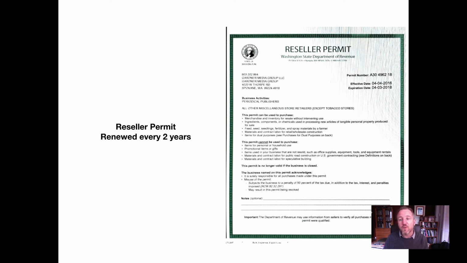This is a little bit blurry, but this is the reseller permit. Those are effective for a 2-year period, so I'll be renewing mine in the next couple of weeks, as a matter of fact. I like to point out that the reseller permit tells you that you cannot use it to purchase items for personal use or household use, and you can't use it to purchase your promotional items or gifts. Anything that you are not reselling, you cannot avoid paying sales tax.